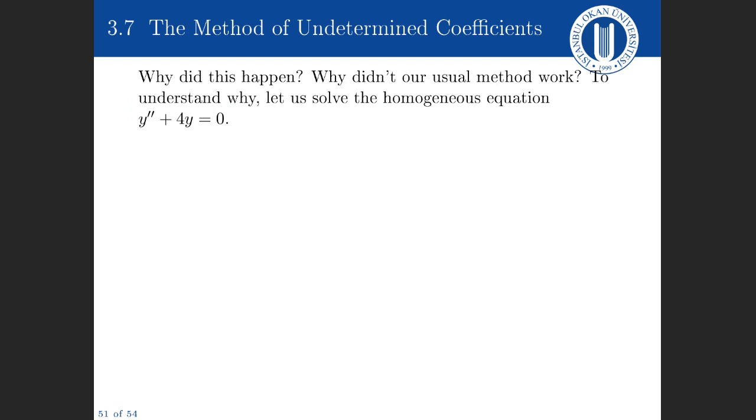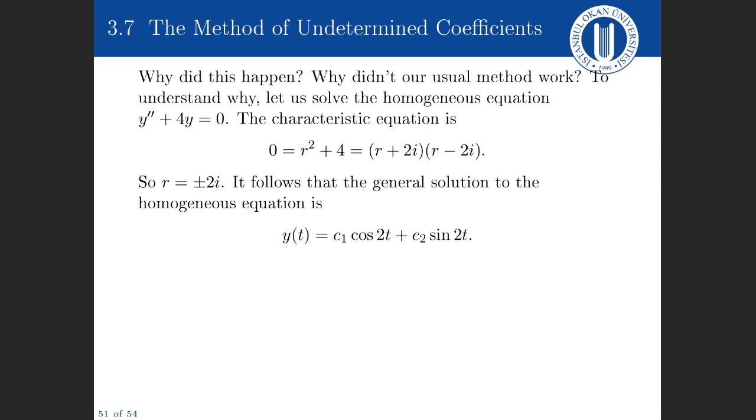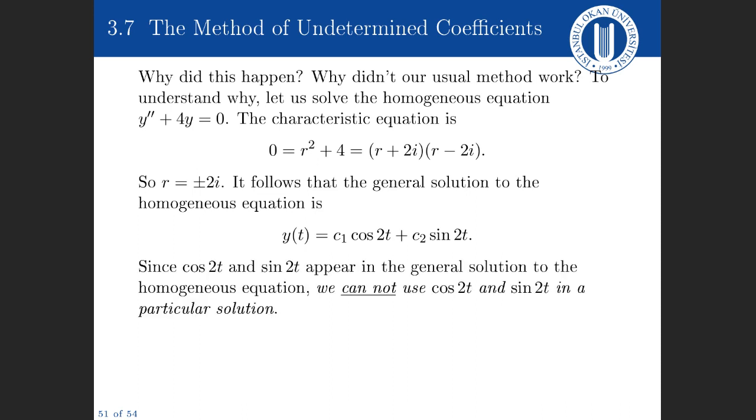To understand why, I want to solve the homogeneous equation y double prime plus 4y is equal to 0. The characteristic equation is this. The roots are plus and minus 2i. So the general solution to the homogeneous equation is c1 cos 2t plus c2 sine 2t. The rule is, because cos 2t and sine 2t appear in the general solution to the homogeneous equation, we cannot use the same functions in a particular solution. If in doubt, multiply by t.